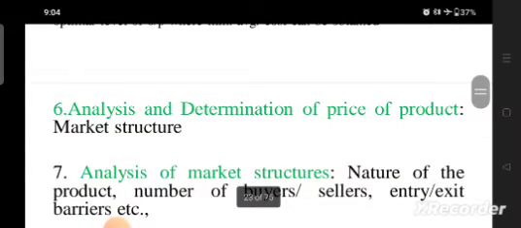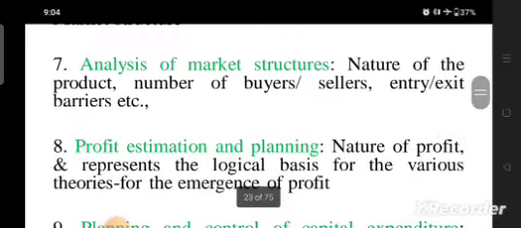That is, it is nothing but where we can call for knowledge of the nature of the product, the number of buyers and sellers, and what the exit and entry barriers into that market are, and what kind of market structure they are maintaining. So these are the things also possible. And the next one is profit estimation and planning. Managerial economics helps one to understand the nature of the profit, what kind of profit it is, and represents the logical basis for the various theories and explains reasons for the emergence of the profit.